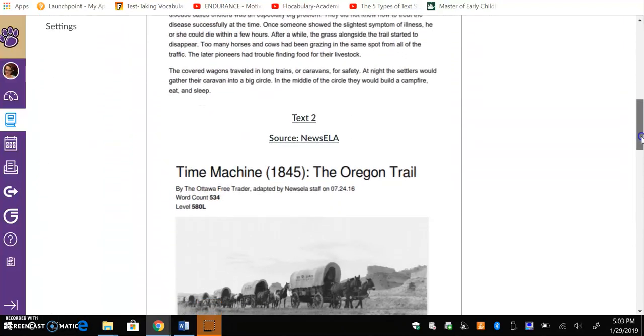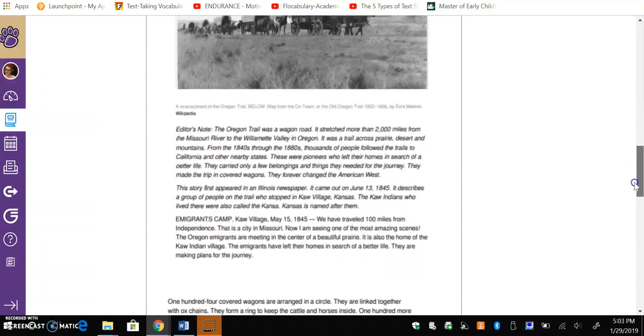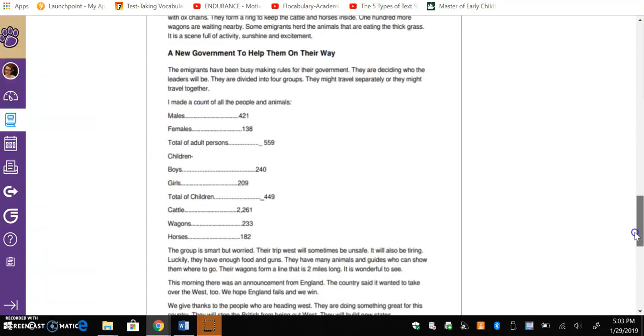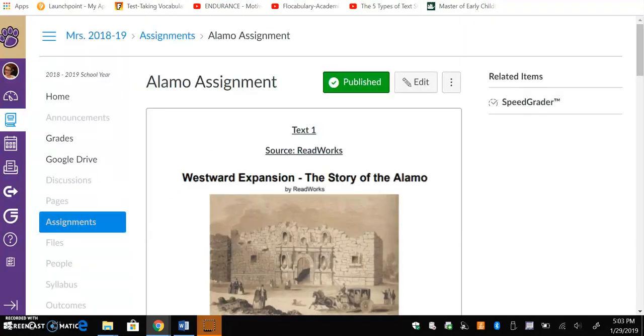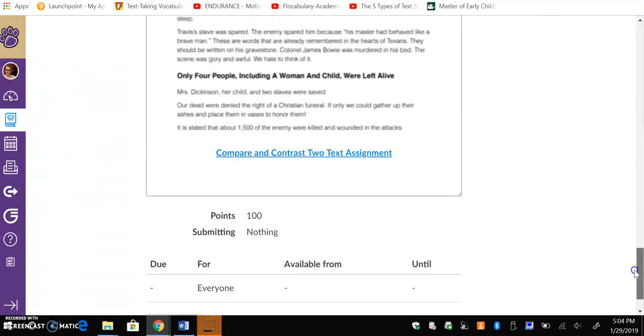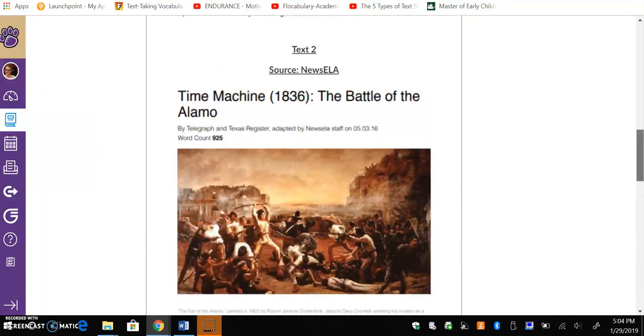So your two texts you're going to be using today, one is on the Oregon Trail, westward expansion, and the second one is also on the Oregon Trail. So you're going to be looking through these two texts to determine what's the same, what's different, and your organizer will be down here. I'm going to model using two different texts, and I'm going to show you guys how I would then fill out my organizer down there at the bottom.